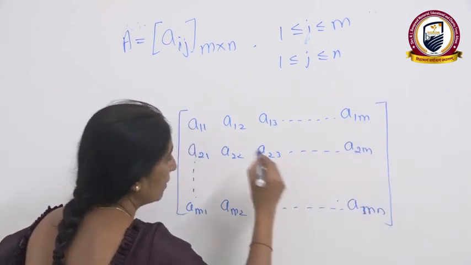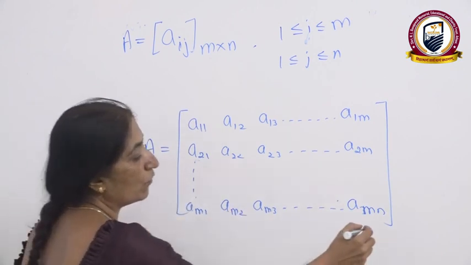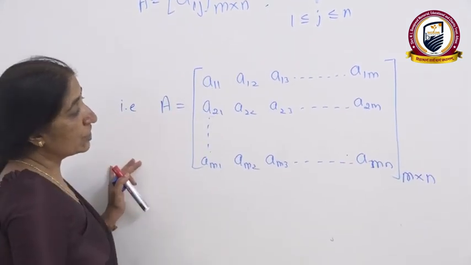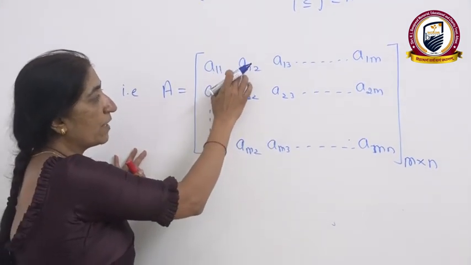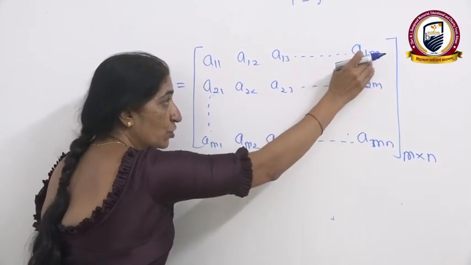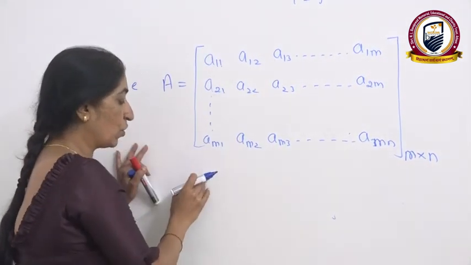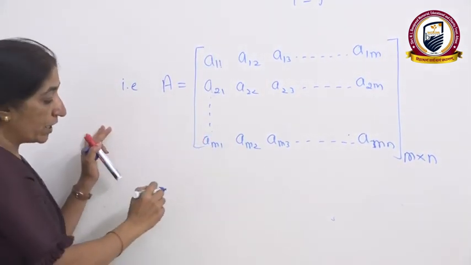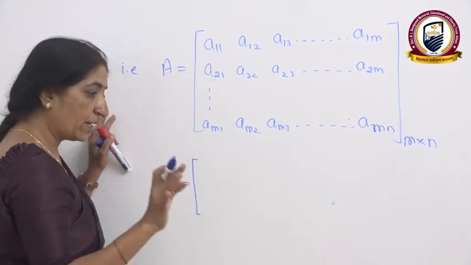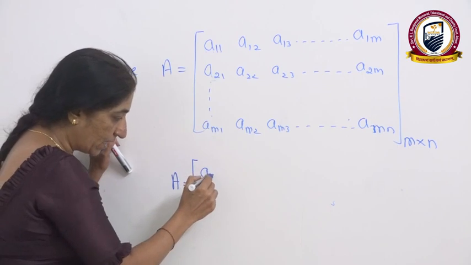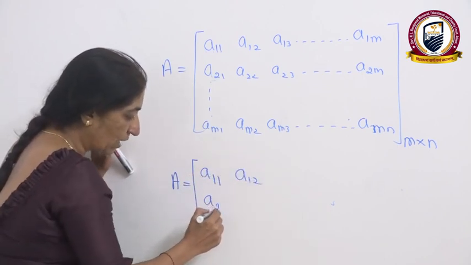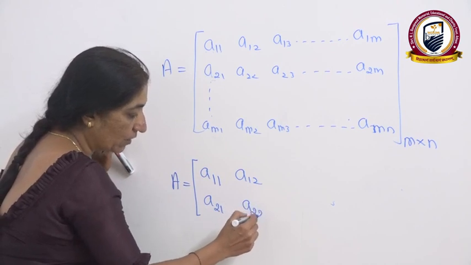See here, A11. This is of order m by n. This I wrote in general form, that is A11, A12, A13, up to A1n. It is the first row, and these are the first column. Suppose you take a 2 by 2 order, that is 2 rows and 2 columns, you can write it as A11, A12, A21, A22.